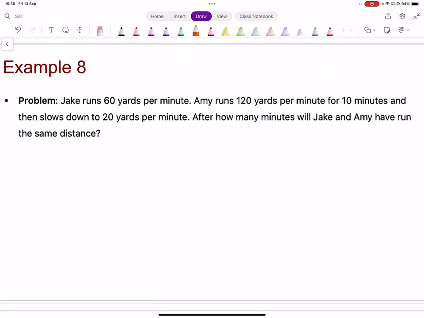Jake runs 60 yards per minute. Amy runs 120 yards per minute for 10 minutes and then slows down to 20 yards per minute. After how many minutes will Jake and Amy have run the same distance? So they should have run the same distance. Can we make an equation in which we have the distance run by Jake on one side and the distance run by Amy on the other side and just equate them?